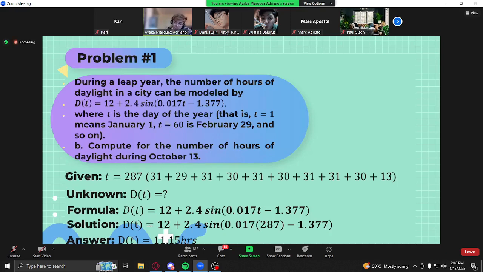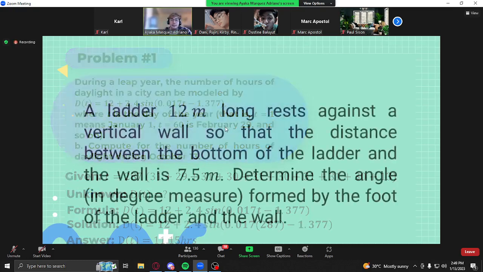What do you notice? Bandang October, mabilis na rin gumabi. Kasi 11.15 hours na lang ang daylight time. I-compare nyo yun sa June na merong 14.4 hours na daylight time. Diba? So, it follows with the season as well. Kaya napaka-importante ng topic na yan.